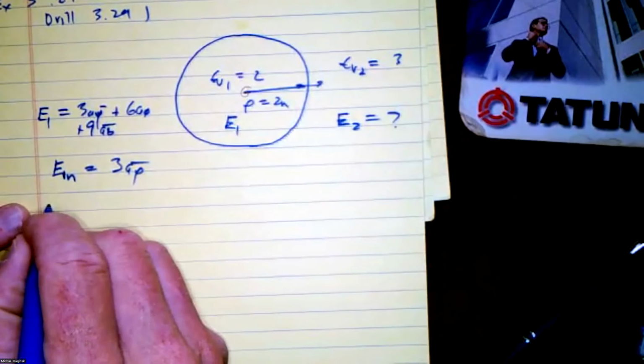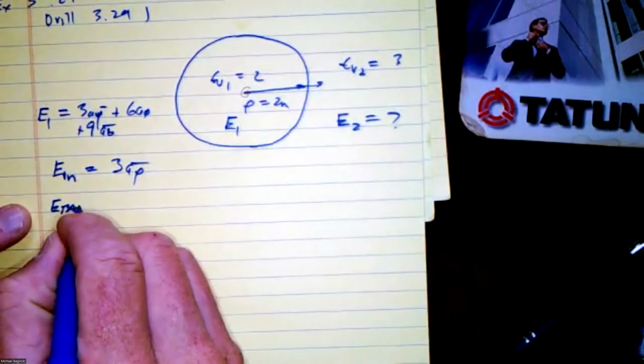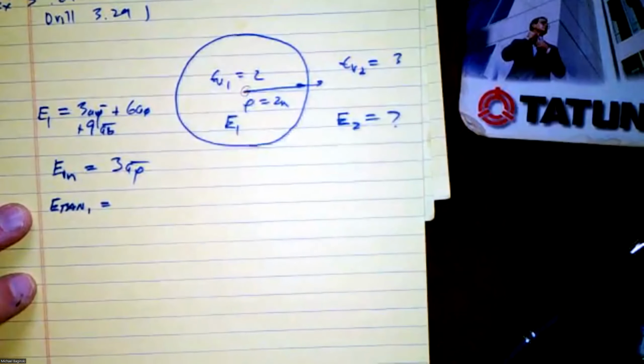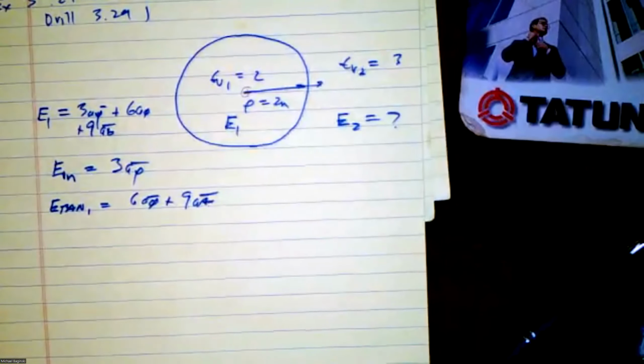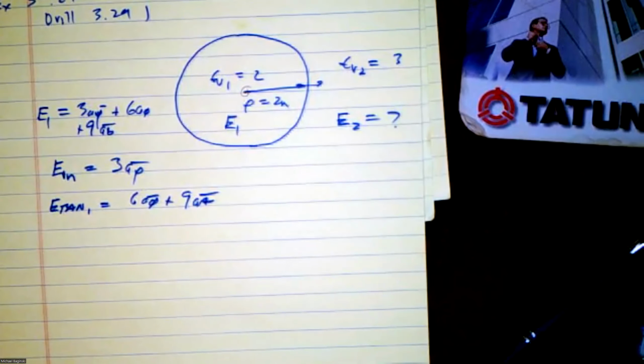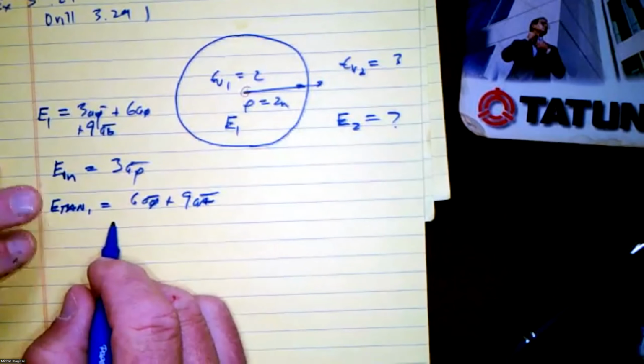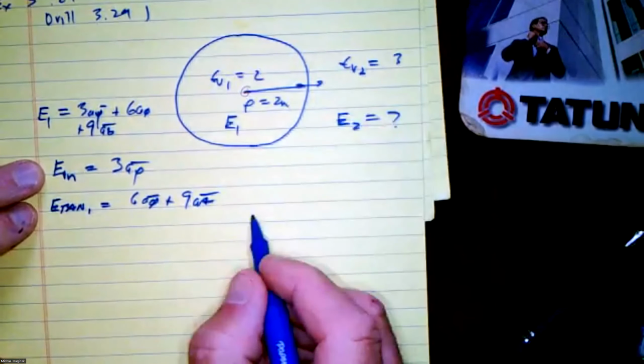Now, the tangent component of the E field in region 1 would be the remaining part, so that would be 6a phi plus 9az. You can imagine a cylinder. If it's infinitely long, the only thing that perforates it is the radial normal vector. The other two, z and phi, are parallel to it, so they are tangent.